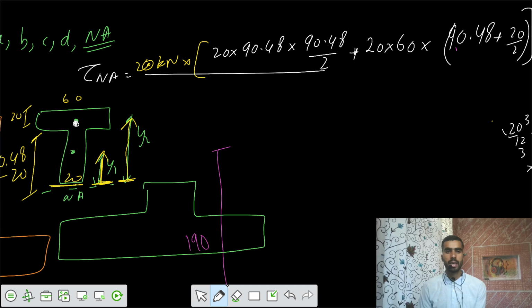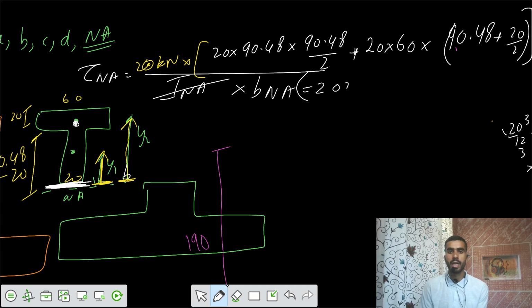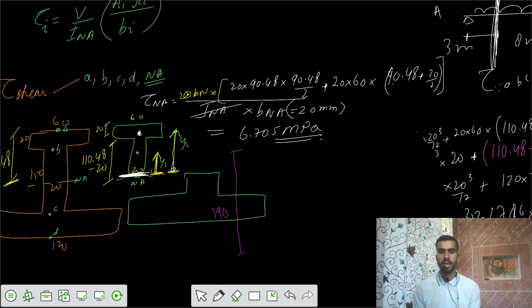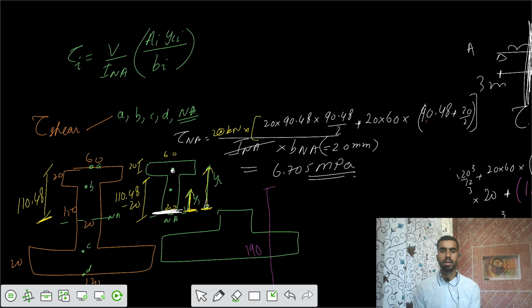Now you have to divide by INA. We already got that value. You substitute that into your width at that location. What is the width at the neutral axis? Width at neutral axis equals 20 mm. So you got the shear stress value at the neutral axis equals 6.705 megapascal.